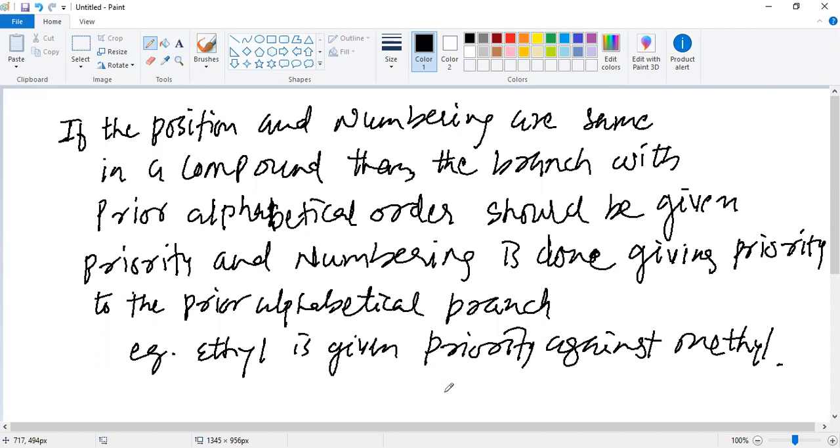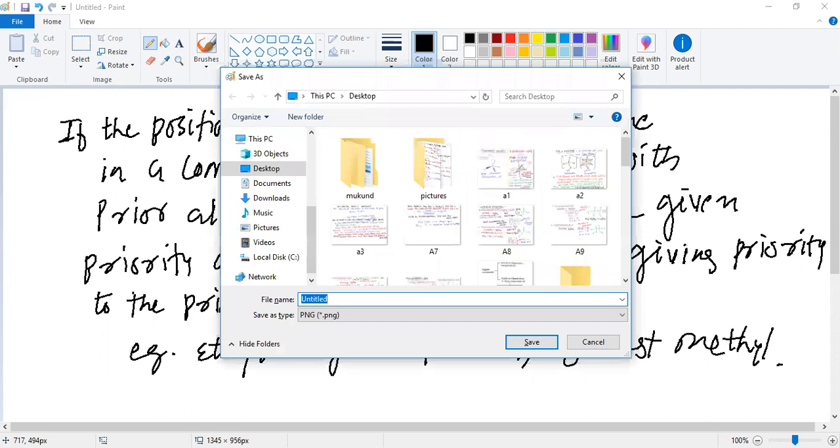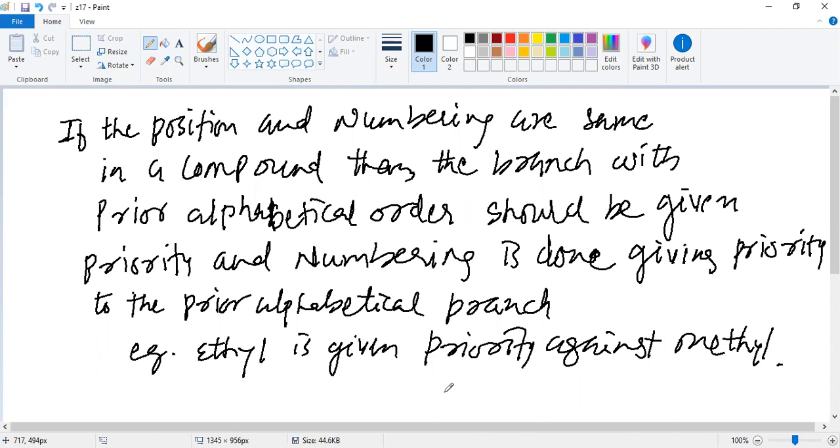I hope this is understood to you, my dear students. If you have any doubt, you can ask me. In the next period, my dear students, we will study how to give the name to the compound if we have a very long branch. So till now we have studied the branches which are available up to methyl or ethyl. But what if the branch is longer? Then how can we give name to the various compounds? That we will study in the next period, my dear students.